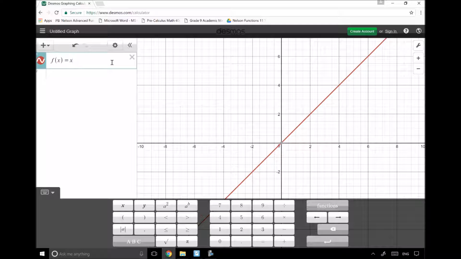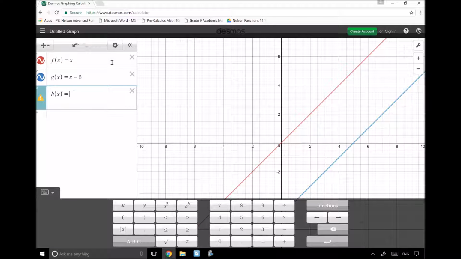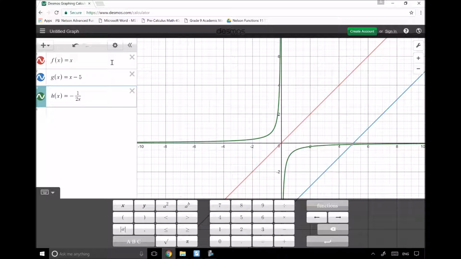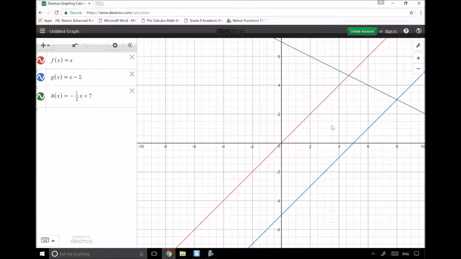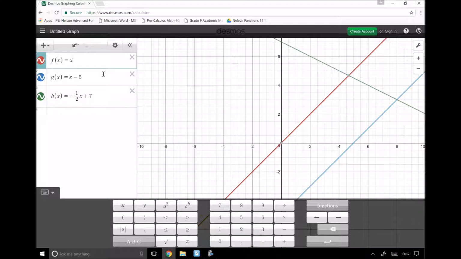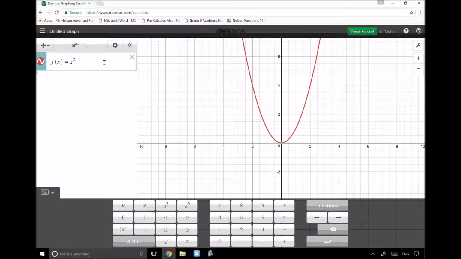Okay, but then we can start to get into some other types of functions. So I could say g of x equals x minus 5, right? Or I could say h of x equals negative 1/2 x plus 7. So these are all examples of lines, but they're all based on the original parent function, which is y equals x. Okay, another example right here is I could have y equals x squared. That's our base quadratic function. That's the simplest quadratic function we could have.